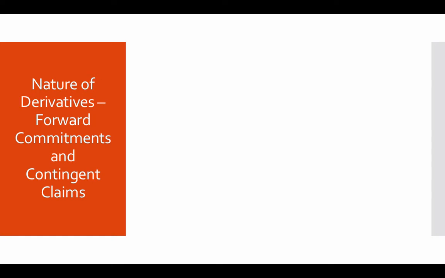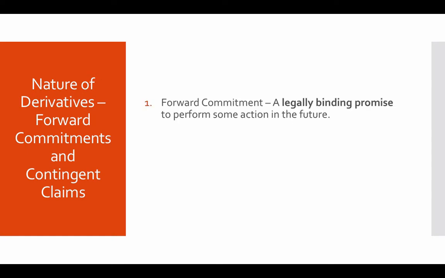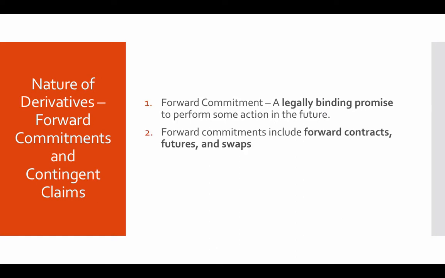So, within that, we have forward commitments and contingent claims. So, let's start with forward commitments. A forward commitment is a legally binding promise to perform an action in the future. Forward commitments include forward contracts, futures, and swaps.